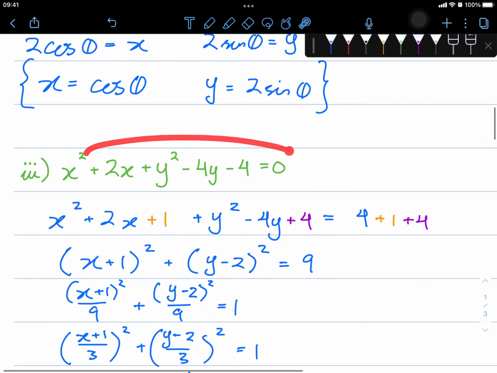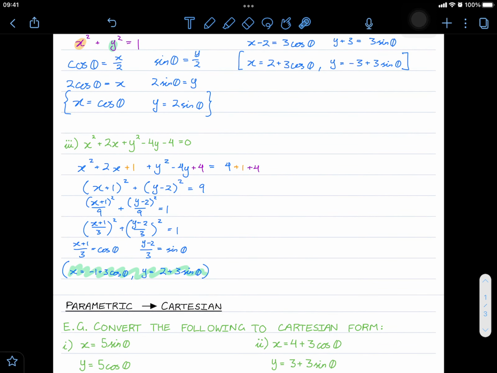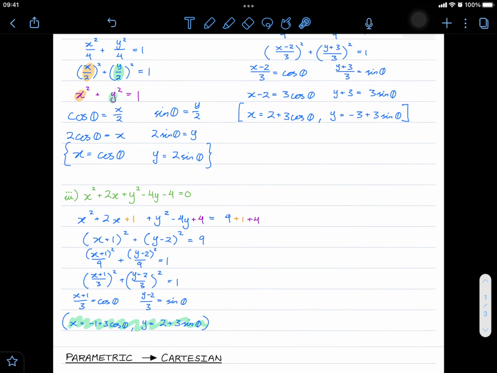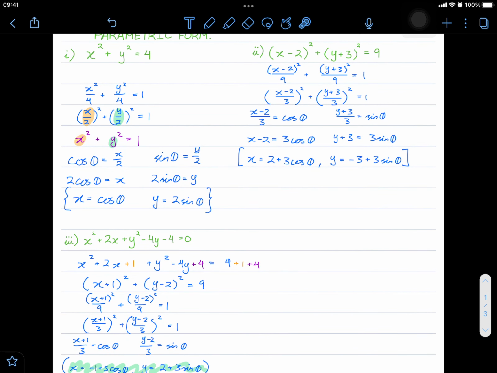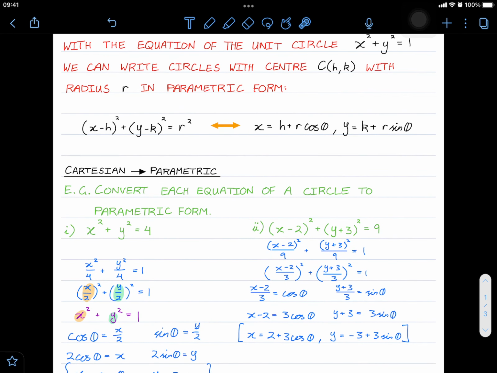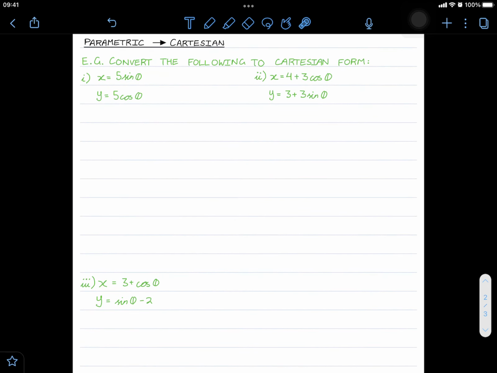So just to keep the video a little bit shorter, I'm going to stop at these 3 examples of converting from Cartesian to parametric form. Actually, looking at this, hopefully you can adapt what you know to convert it from parametric back to Cartesian form. We'll do 3 more examples for this in the next video.